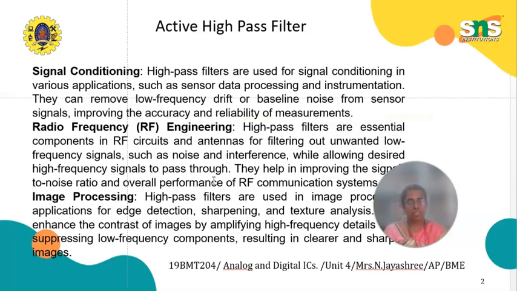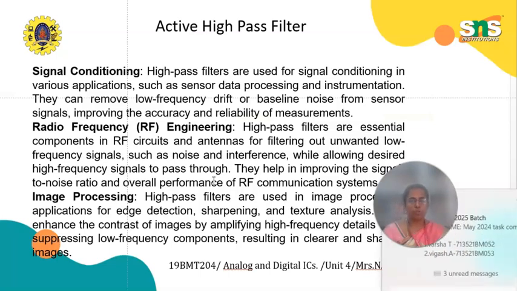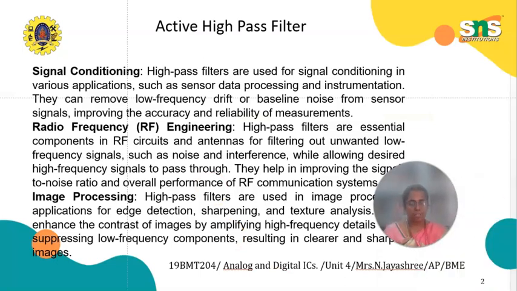High pass filters are essential components in RF circuits and antennas for filtering out unwanted low frequency signals such as noise and interference, while allowing received high frequency signals to pass through. They help in improving the signal to noise ratio and overall performance of RF communication systems. Next, high pass filters are used in image processing applications for edge detection, sharpening and texture analysis. They enhance the contrast of images by amplifying high frequency details while suppressing low frequency components, resulting in clearer and sharper images.